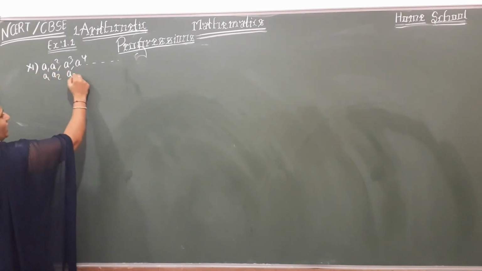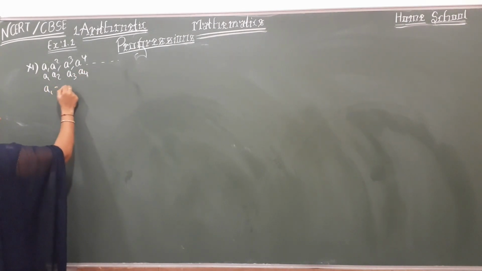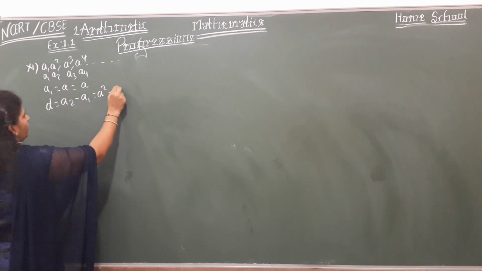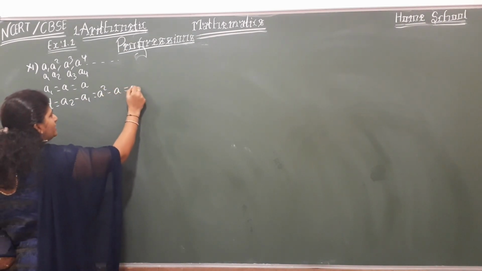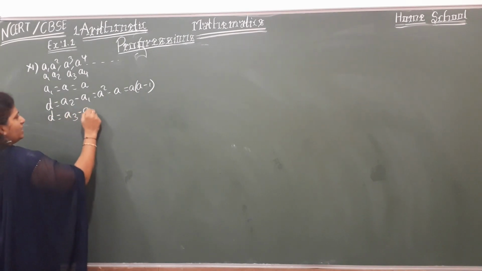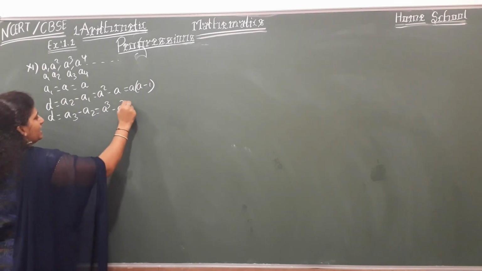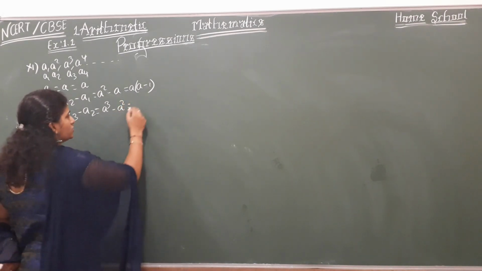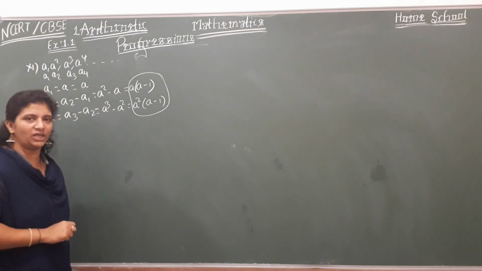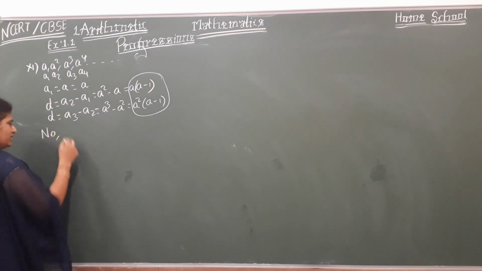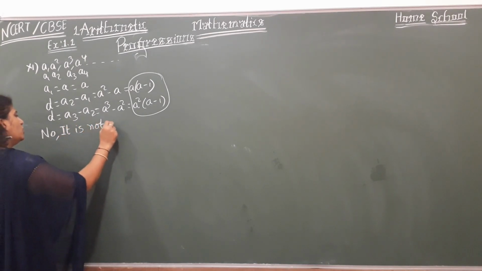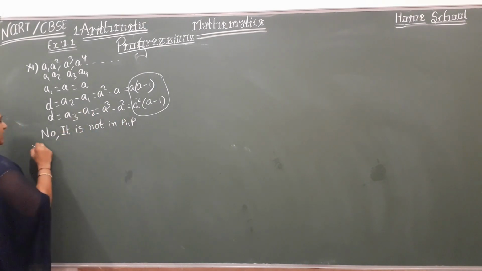A1, A2, A3, A4. Let's start with the first term. A1 is equal to A. D is equal to A2 minus A1 is equal to A square minus A. How could you write this? Take out A common. A into A minus 1. Another D. A3 minus A2. A cube minus A square. Look here children. Here 2 A's are common. So how could you write this? A square into A minus 1. So D is not having a fixed value. Therefore, this sequence is not in AP. It is not in arithmetic progression. Yes, we can end there itself.